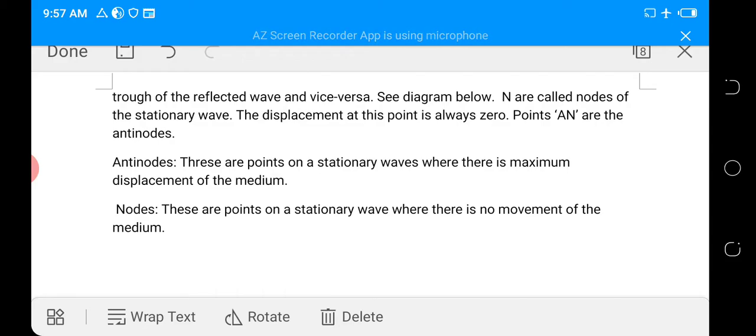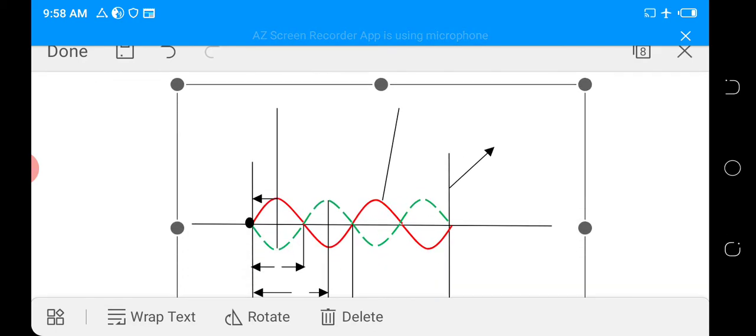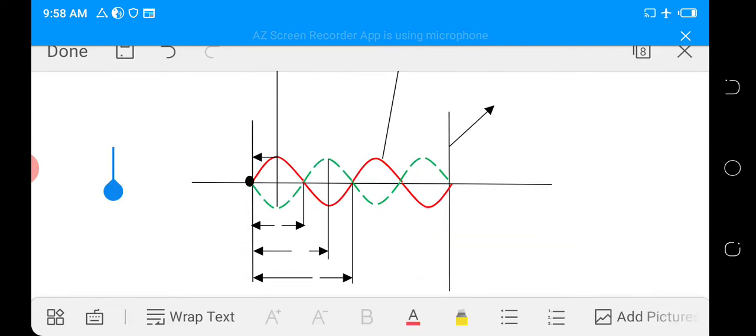And the two notable points on the stationary waves are nodes and antinodes. A node is a point on the stationary wave where there is no movement of the medium at all, while an antinode is a point on a stationary wave where there is maximum displacement of the medium. Let's go to the diagram of a stationary wave.